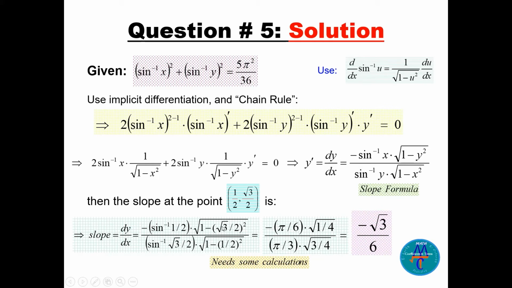And here you square the number, 3 over 4, and 1 minus 3 over 4 will be 1 over 4, so the square root of 1 over 4. And this will be the square root of 3 over 4. This is heavy calculation, maybe. You can try it yourself. I said here it needs some calculations, please. When you simplify, the slope will be minus square root of 3 divided by 6.